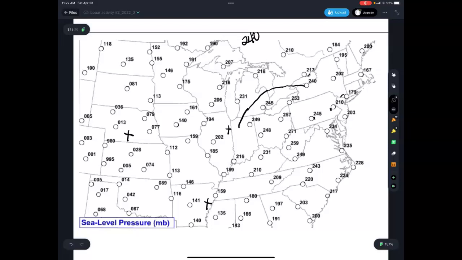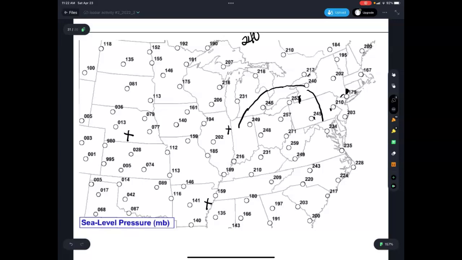210 and 245, it will fit between there. But I have to make sure that when I draw this, I'm not crossing any areas where it couldn't cross. So 253 and 179, it does fit between there, but sometimes it won't, and so you won't be able to go down. So you've got to make sure that when you're crossing pressures, your number still fits in between there.